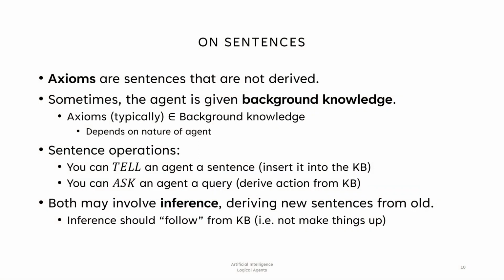So a little bit more on sentences. One special type of sentence is an axiom. An axiom is a sentence that is not derived from any other sentence. So it's a fundamental, unchangeable truth. Sometimes the agent is also given background knowledge, like we were talking about with the knowledge base before. We might feed in some things in the beginning so that the agent doesn't need to learn everything just by going about its operations. And axioms typically are a part of the background knowledge, although that can depend on your specific agent.